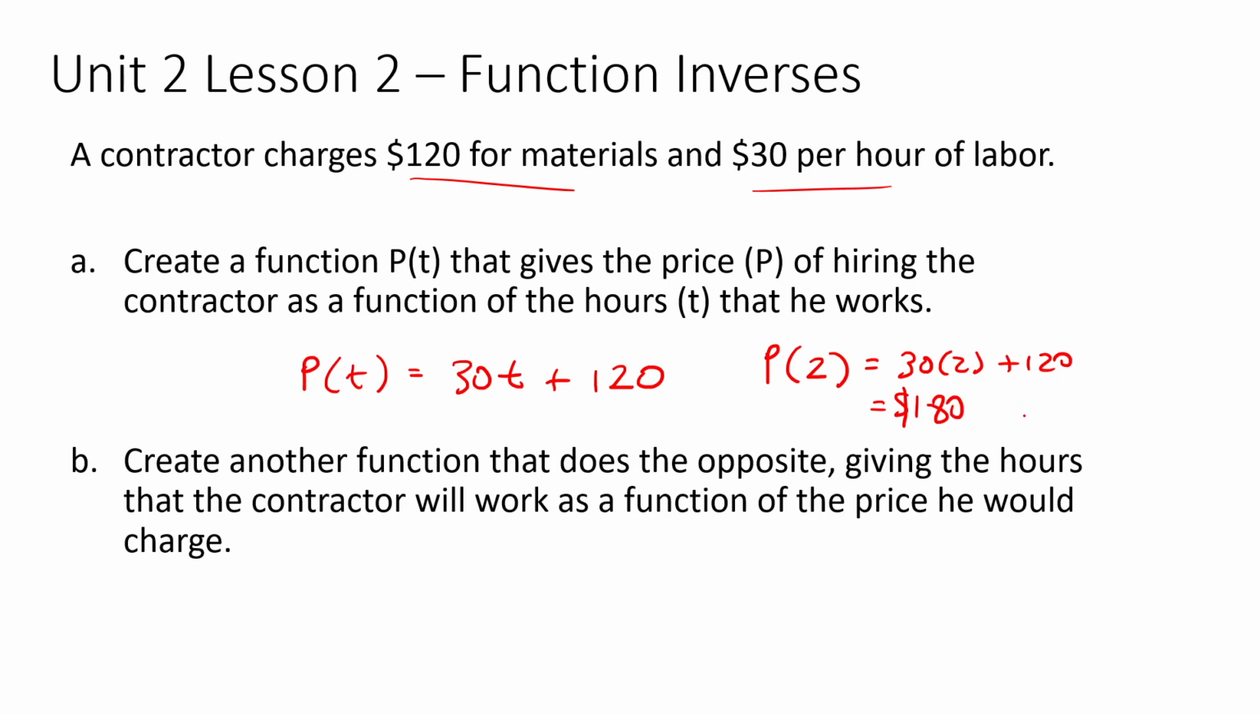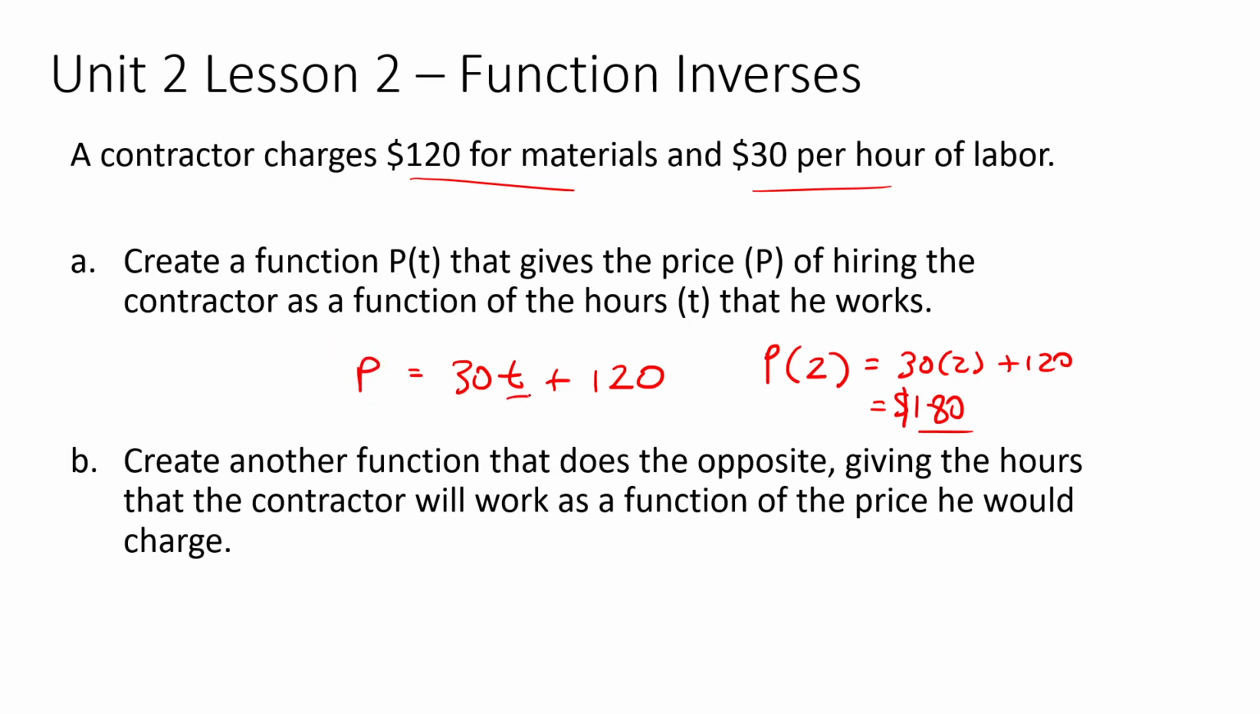Now, maybe we're interested in figuring out the opposite. We're budgeting or something like that, so if I have $200 to work with, how much labor could I get? We want to figure out the reverse of this. Instead of plugging in a time and getting out a money, we want to plug in a money and get out a time. So what we could do, let's see, if I think of this as, let's just call it P instead of P of T, right? Let's give it a variable name.